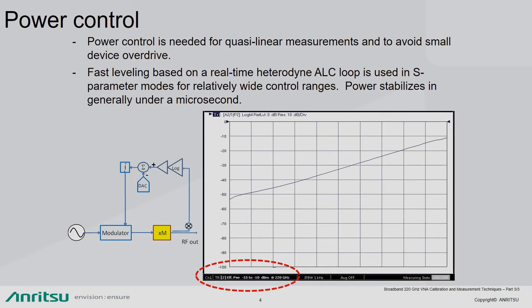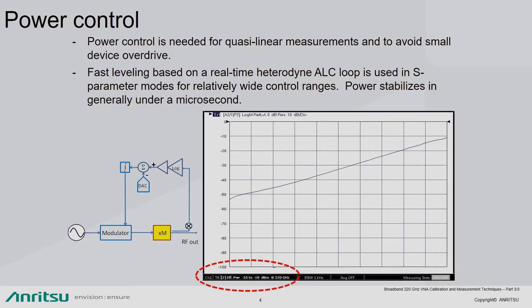As mentioned, good power control is an important enabler to ensure the power applied to the device is operating well within the linear range of the device, and for situations where we want to drive that device into compression. Since many on-wafer devices such as transistors and LNAs start to compress as low as minus 50 dBm, it is important to have a range of power control that can set the VNA source power to the desired level.